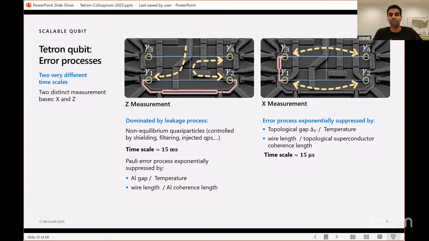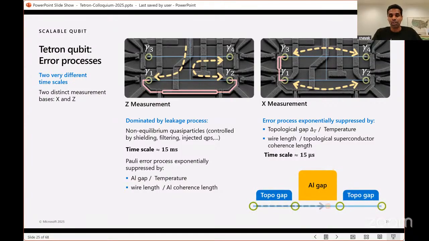It's very asymmetric error rates, but it's not surprising within our model, because one of these error rates is strongly suppressed. The Pauli errors are very strongly suppressed by the aluminum gap and aluminum coherence length, and so therefore it's non-equilibrium quasi-particles, which are controlled by shielding and filtering. On the other hand, it's the topological gap and topological coherence length, which are significantly smaller. Pictorially, certain types of errors would have to tunnel under or be thermally excited over the aluminum gap, and the others only have to deal with the topological gap.